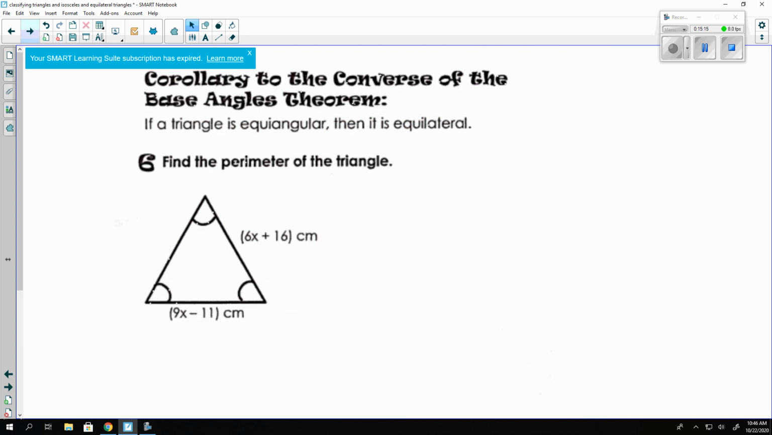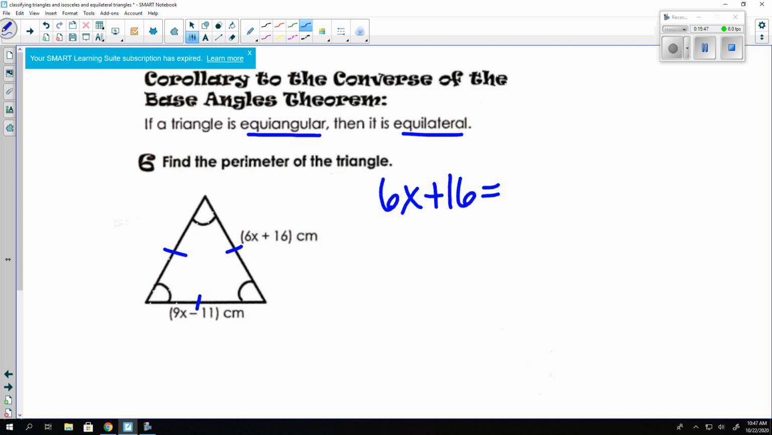Okay, we got just a couple more here. All right, again, now here, we're going to do the converse of it, all right? If a triangle is equiangular, then it is equilateral. So if we see 3 equal angles, guess what that tells us? We have 3 equal sides, okay? So now I see these, the 3 equal angles, that tells me the 3 sides are the same, so I can take these two expressions and set them equal. 6x plus 16 equals 9x minus 11.